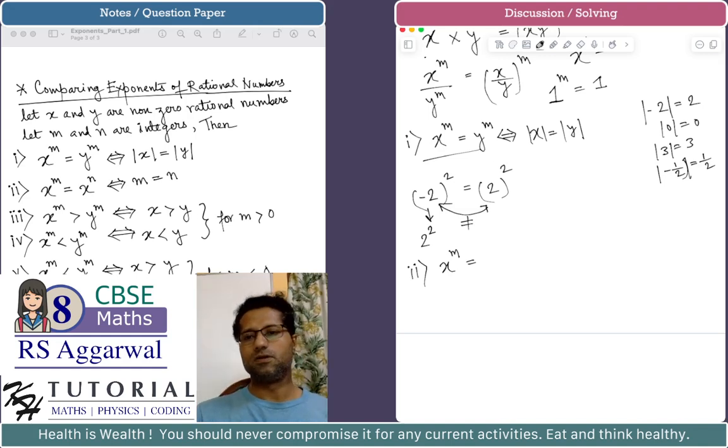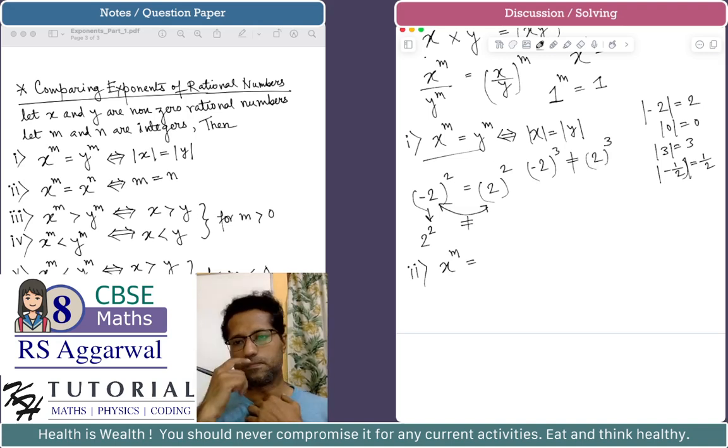If mod x is equal to mod y, but what if m is odd? If m is odd, this will not be equal to 2 to the power 3.